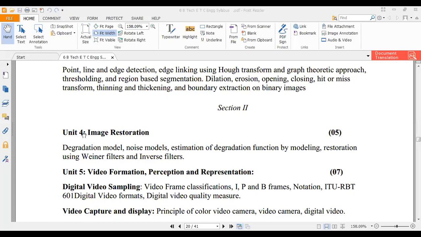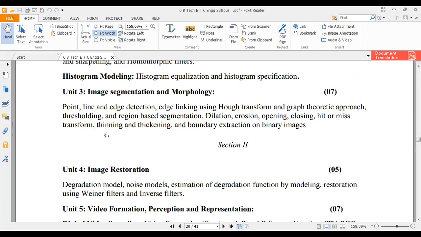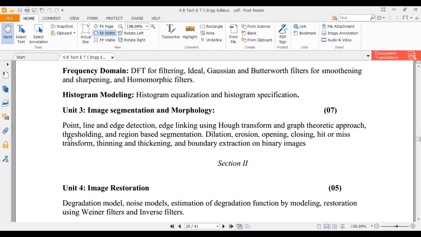Now you can see unit number 4, image restoration, we were talking about, or image segmentation and morphological operation. Sorry, unit 3, not unit 4. I think we have completed this as well. Today, we have completed unit number 3. Here you can see point, line, edge detection, edge linking with Hough transform, region-based segmentation, dilation, erosion, opening, closing, hit and miss transform, thinning, thickening, and boundary extraction of images. That part we have completed in segmentation and morphological operations.